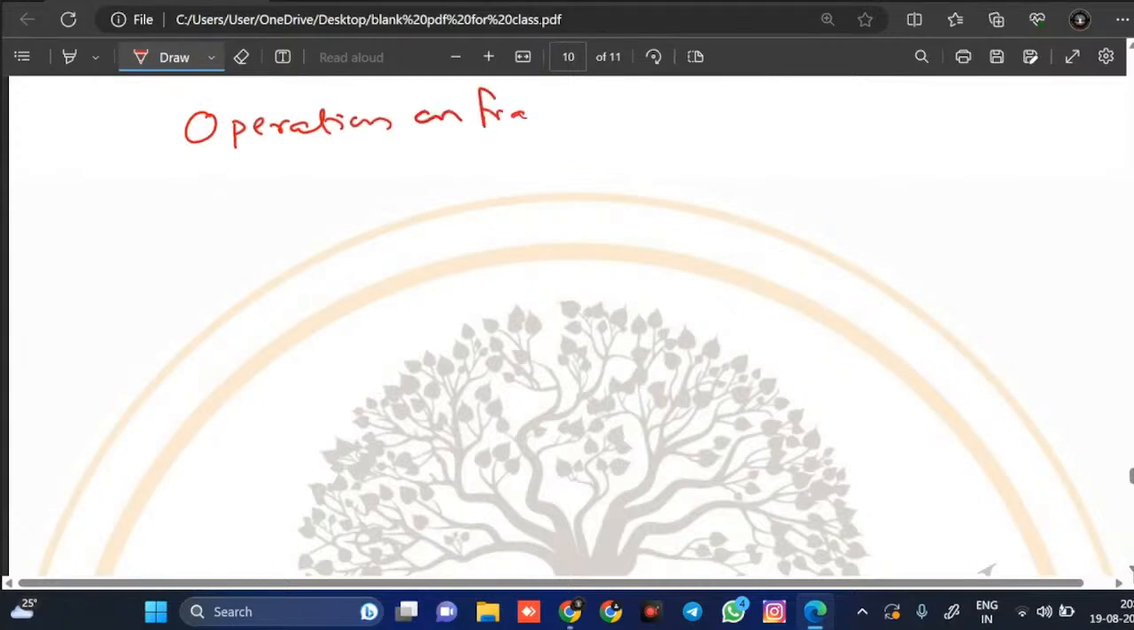Operation on fractions. Four operations come: addition, subtraction, multiplication, and division, in which addition and subtraction are of the same kind, and multiplication and division are of the same kind. So today we will be doing addition and subtraction. In the next class I will be starting with multiplication and division.